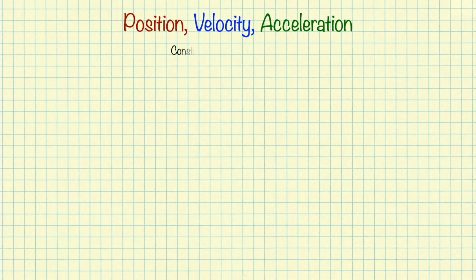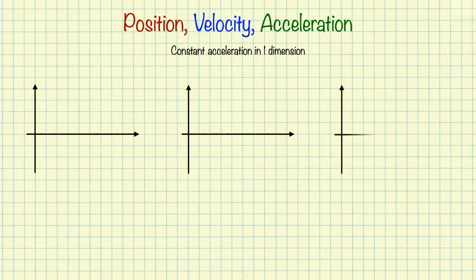So let's recap position, velocity, and acceleration, and I'm going to do this in one dimension, assuming the acceleration is constant. I'm first going to draw three graphs, and on the horizontal axis for all three graphs, I'm going to put time. On the vertical axes, I'm going to put position, velocity, and acceleration. Now we're starting from a constant acceleration, so the acceleration graph is just a horizontal line. Let's say it's here. If this horizontal line is above the horizontal axis, then the acceleration is positive, and if it's below, it's negative.